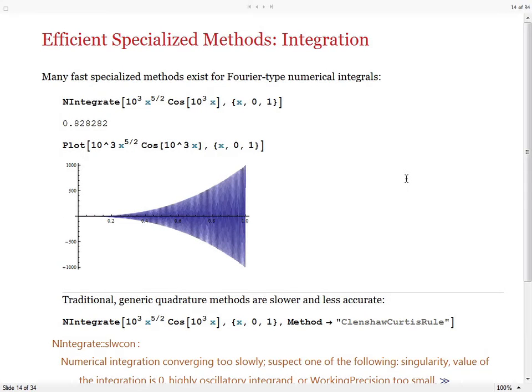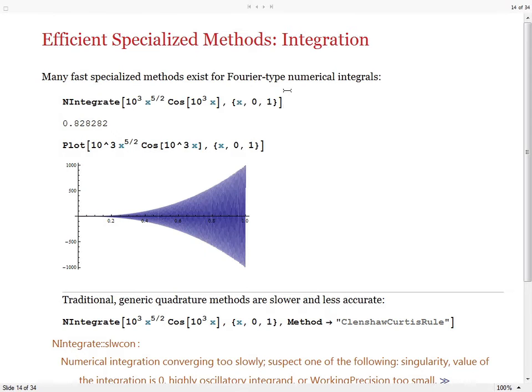In addition to interpreting and standardizing problems given in mathematically familiar notation, automatic method selection based on symbolic structure also gives every user access to expert quality methods. In numerical integration, highly oscillatory Fourier type integrals arise frequently in many applications.